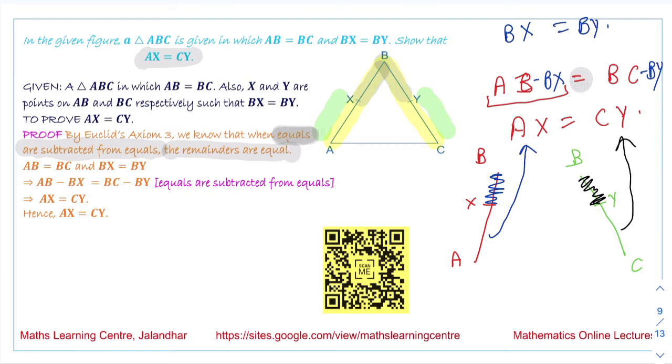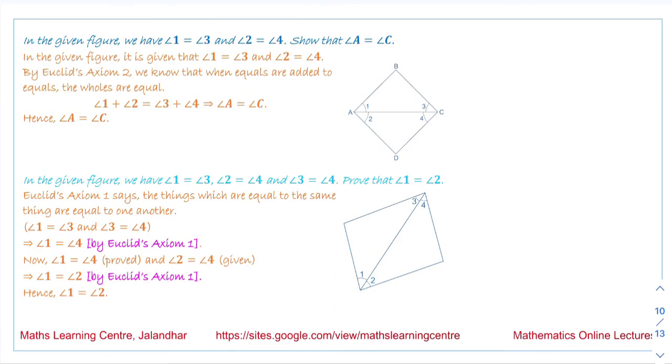Now in the next question, it is given that this figure is given, and we are given that angle 1 is equal to angle 3, and angle 2 is equal to angle 4, and we have to prove that angle A, this total angle, is equal to angle C. So we are saying angle 1 is equal to angle 3, angle 2 is equal to angle 4. So both these are equal.